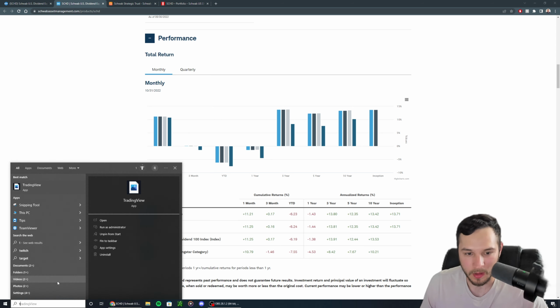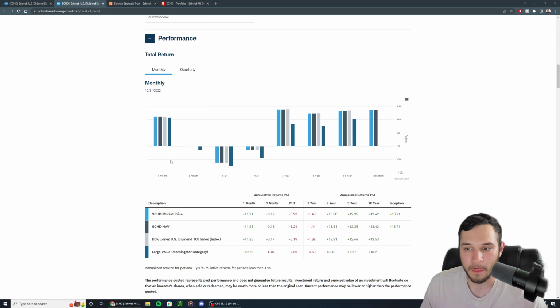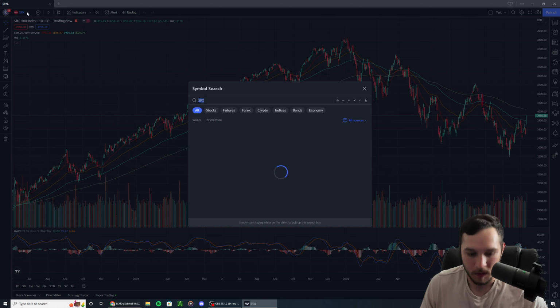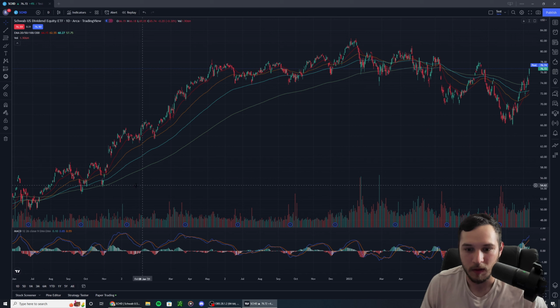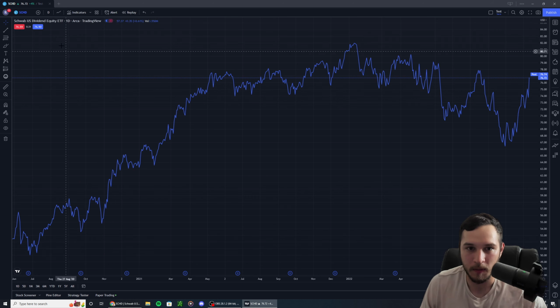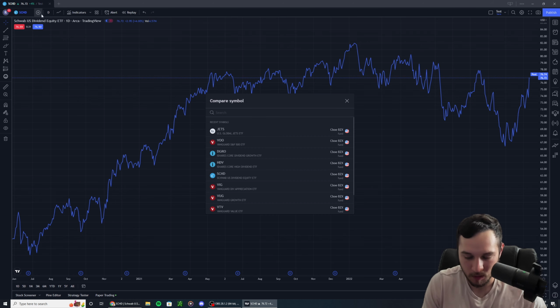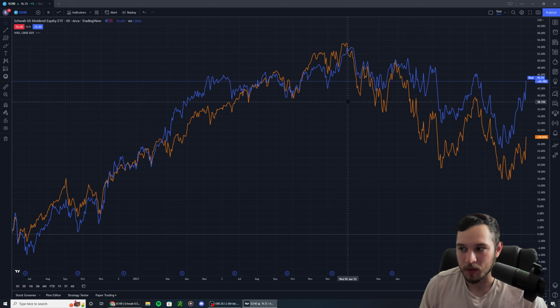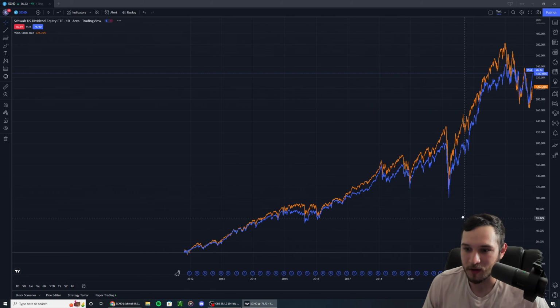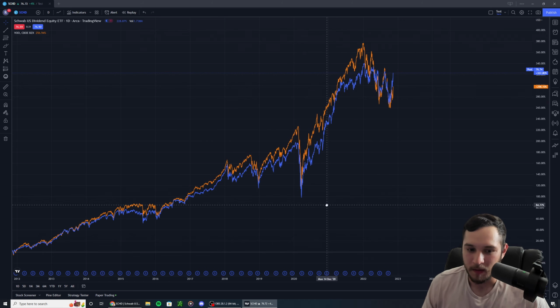In fact, if I pull up TradingView real quick. So SCHD, I'll get rid of these filters real quick. So let's compare SCHD with the S&P 500 and adjusted for dividends. So with reinvested dividends, SCHD is holding its ground very well with the overall market.